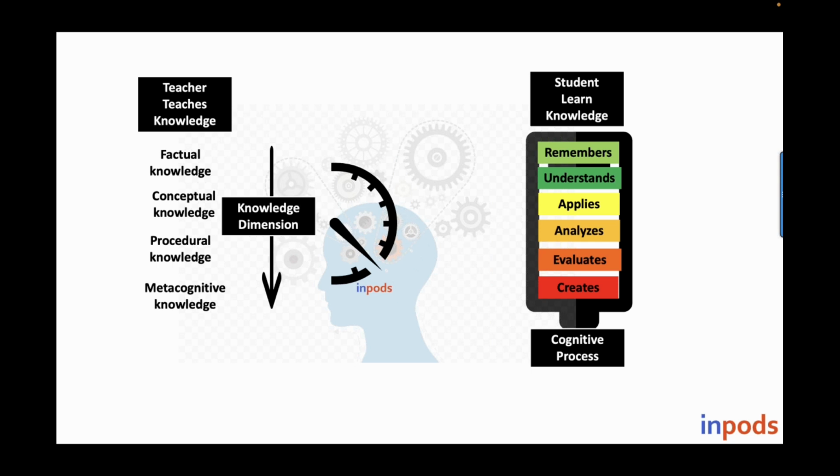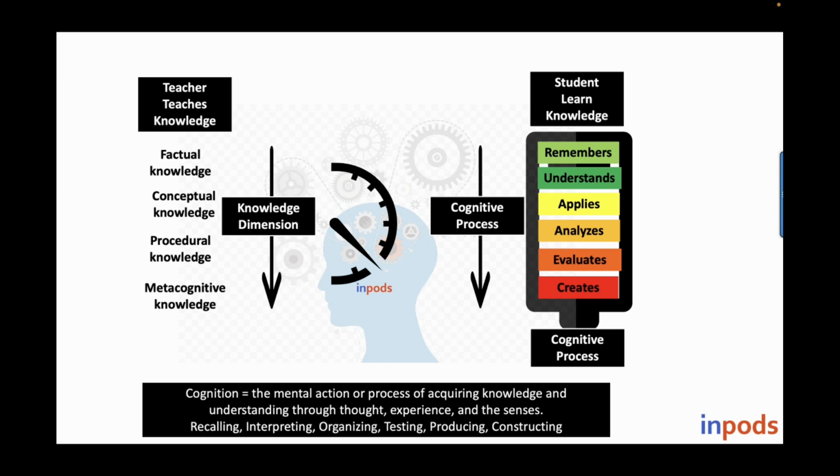Over a bit of time, some changes happened in that, and now the taxonomy, the cognitive process, which I am showing you on my screen, is the current one. It is called the revised Bloom's taxonomy. But what it is actually highlighting or addressing is cognitive process. So teachers teach knowledge and students learn that knowledge. Their learning will happen through these steps typically.